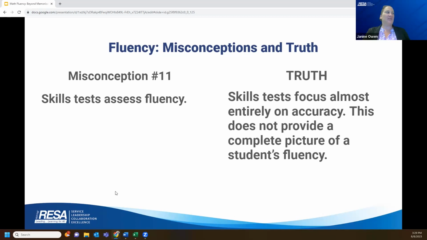The 11th misconception is that skills tests measure or assess fluency. But skills tests actually almost entirely focus on accuracy, as we all came to consensus earlier. So when we focus entirely on accuracy, it does not provide a complete picture of a student's fluency.